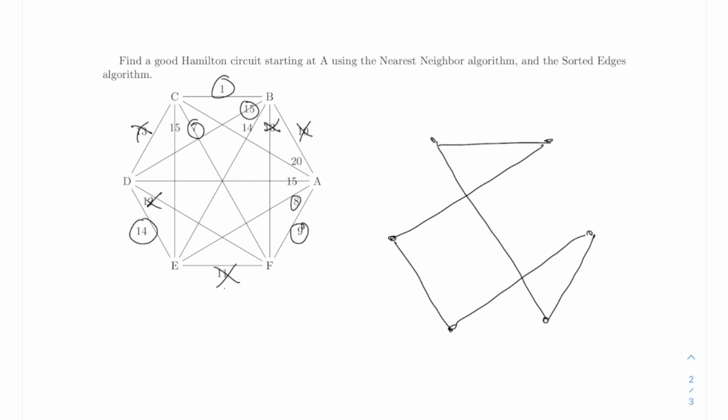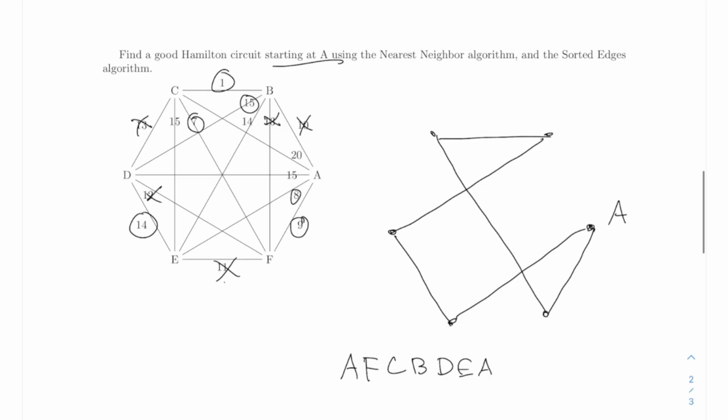All right. And I said starting at A, so I'm going to write my answer as if it starts at A, which is here. I'll go A, and then down to F, and then around C, B, D, E, back to A. All right, that's the sorted edges. All right, the nearest neighbor, can we do it in 1 minute? I have totally defaced my picture here. It's all right, I have the picture on my paper.